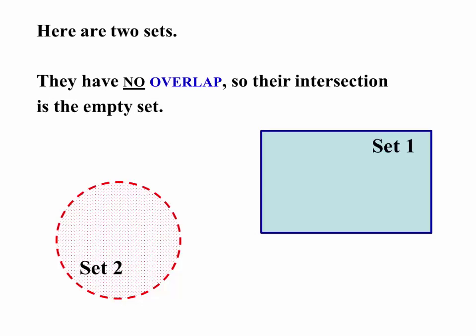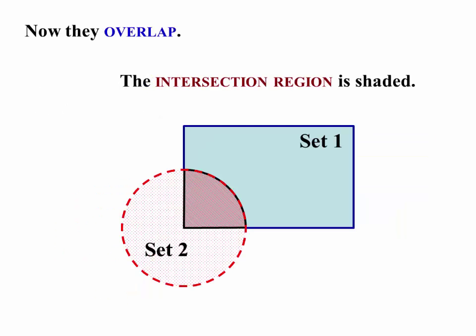So here's 2 sets. Set 1, a blue rectangle with a dark blue border, and set 2, a red circle with a dashed boundary and a sort of dotted stippled area inside. As drawn right here, they have no overlap, so their intersection set is the empty set. If I move them so they overlap, now there is an intersection region. It's the overlap region between these 2 sets, and it's been shaded with a diagonal red line on top of the same blue background you see in set 1.